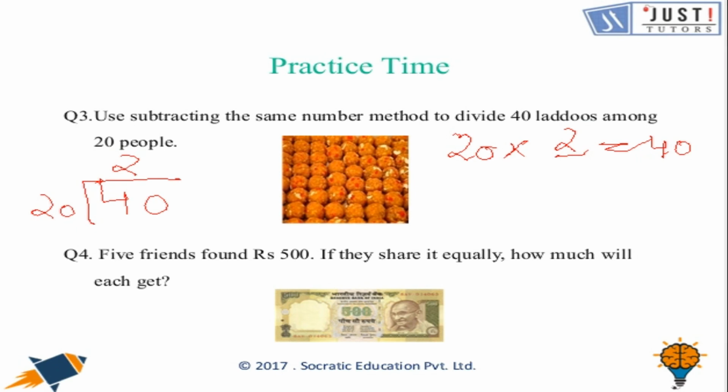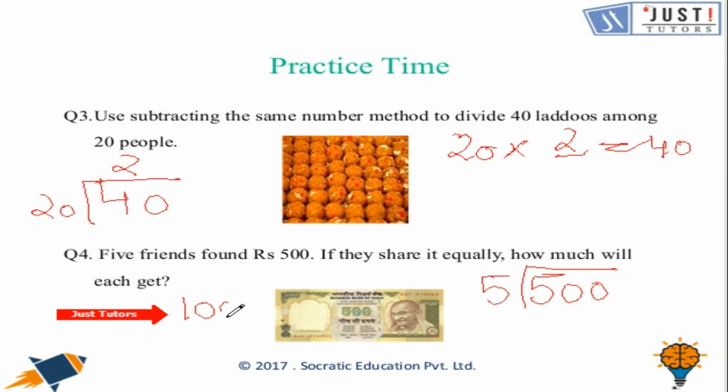5 friends found 500 rupees. If they share it equally, how much will each get? 500 divided by 5 will leave you with the quotient of 100. That means each of the friends will be getting 100 rupees at the end.